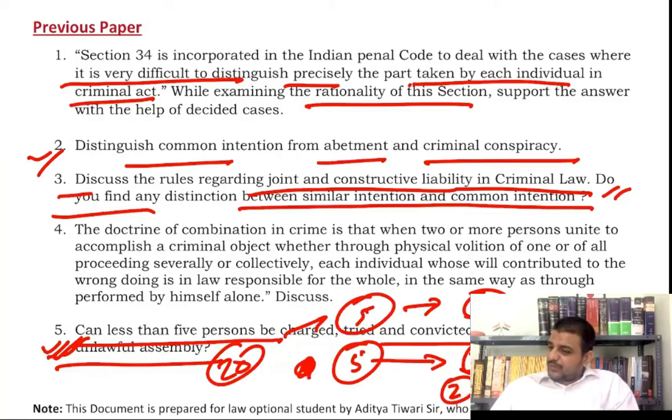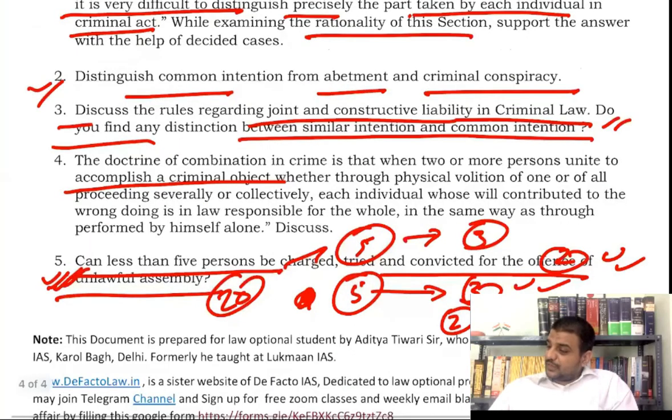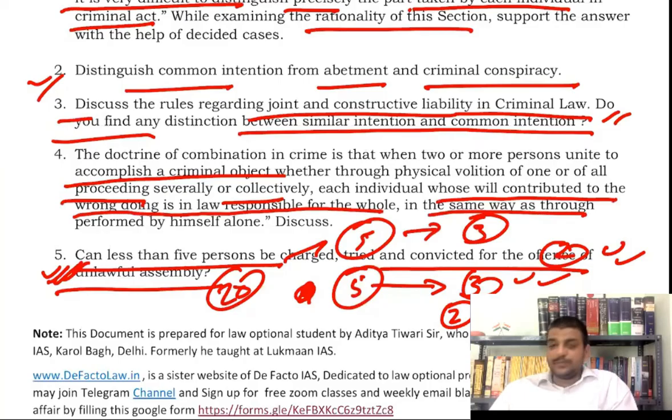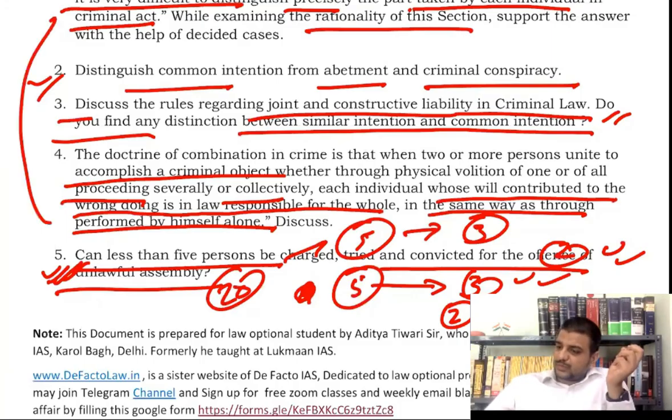Similarly, the doctrine of combination in crime is that when two or more persons unite to accomplish a criminal object, whether through physical volition or one or all proceeding severally or collectively, each individual who contributed to the wrong is in law responsible for the whole, in the same way as though performed by himself alone, right? So it is basically asking what the philosophical basis of joint liability is. This question and the previous one are almost 50% the same, right?